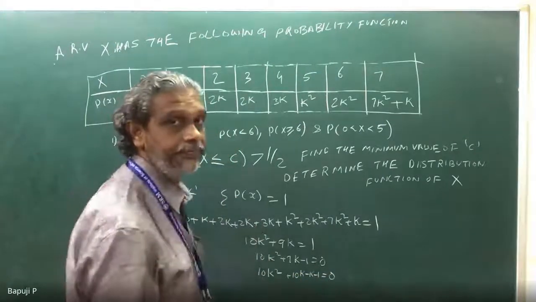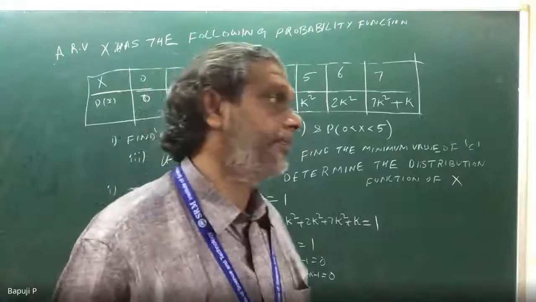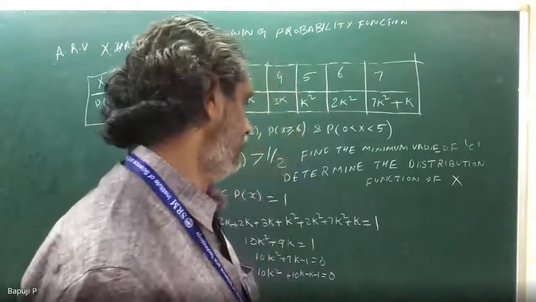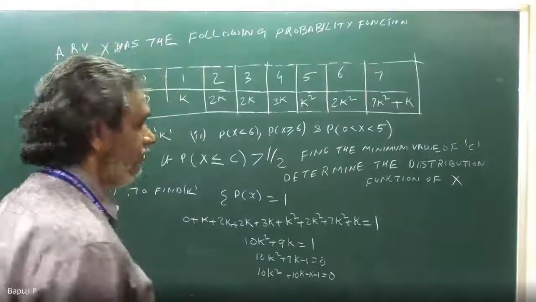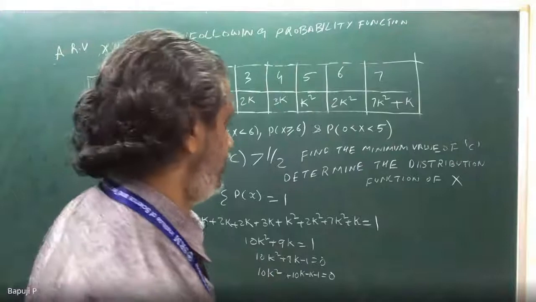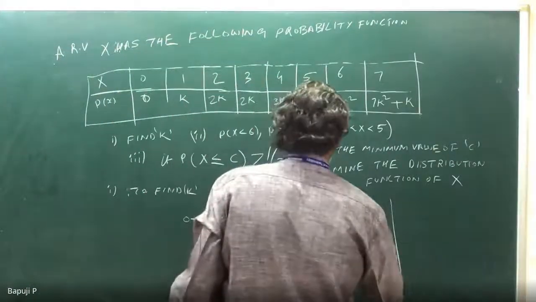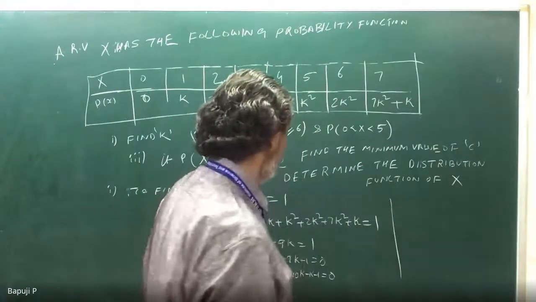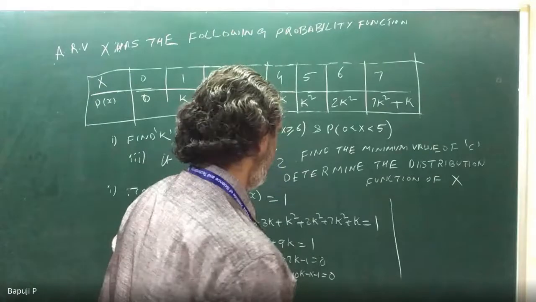Can you agree? Correct or not? Yes, sir. So 10k square plus 10k minus k minus 1. Now what I will do, just split actually. From the first two terms, I will take 10k. So what I will take?